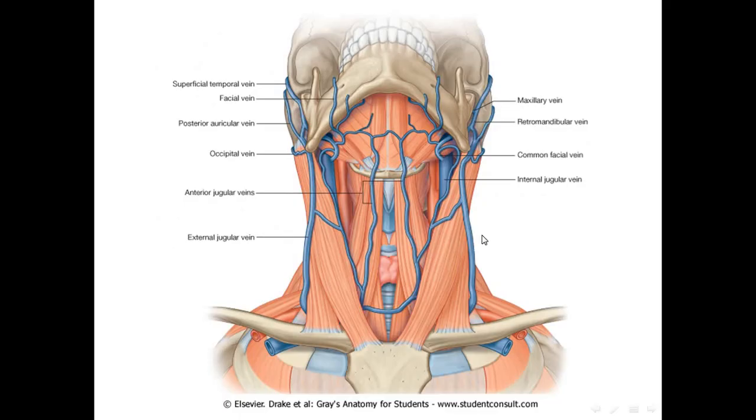This is another image. So this is the internal jugular vein. As we see here, one of the main tributaries is the common facial vein. Then we have the external jugular vein. Some of the tributaries to the external jugular vein are shown here, like the superficial temporal vein, the posterior auricular vein, and the occipital vein.